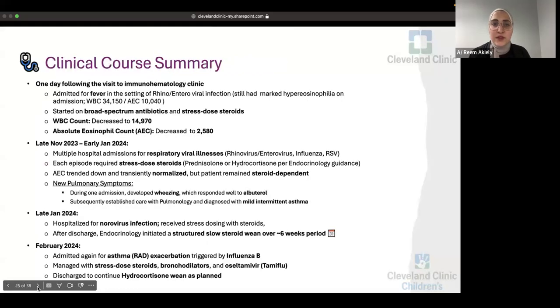At this point, given the reassuring basic oncologic evaluation and the endocrinology evaluation pointing towards secondary adrenal insufficiency, the impression was mostly a reactive hypereosinophilia due to adrenal insufficiency.